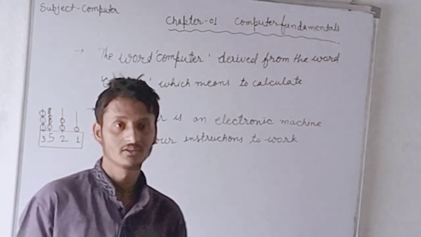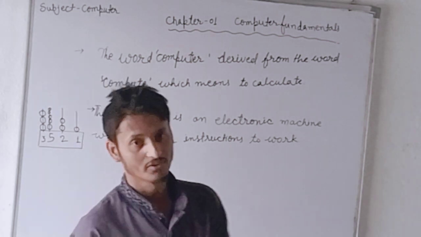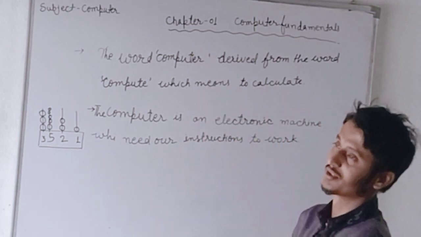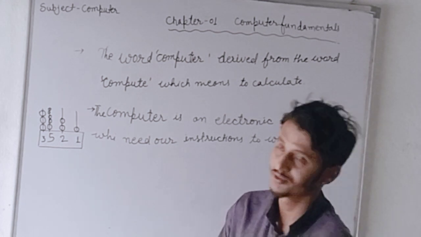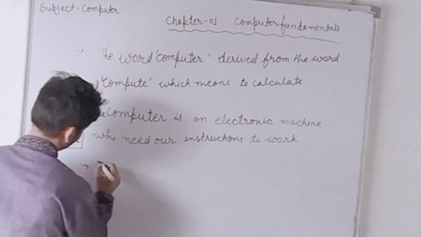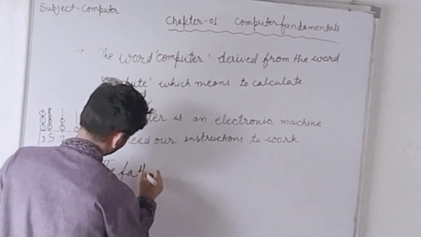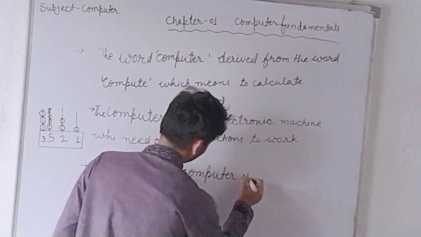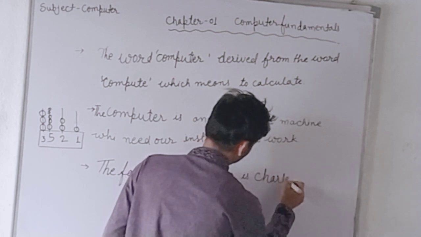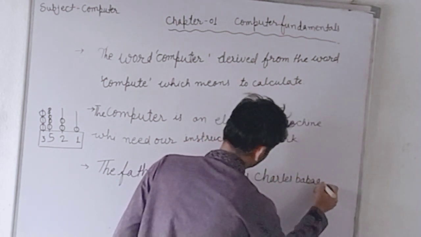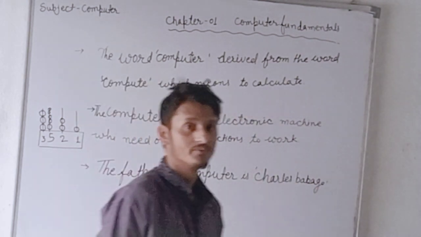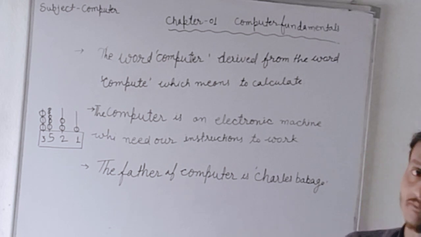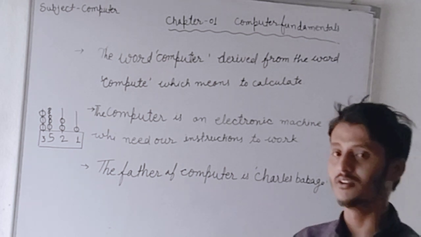So who is the father of the computer? Everyone knows the names of their father and mother. The computer was developed by a lot of scientists, then we got the computer. The computer was made by Charles Babbage, so he is the father of the computer. Whatever we are using in this field is on the basis of Charles Babbage's work. Charles Babbage invented the computer, so he is the father of the computer.